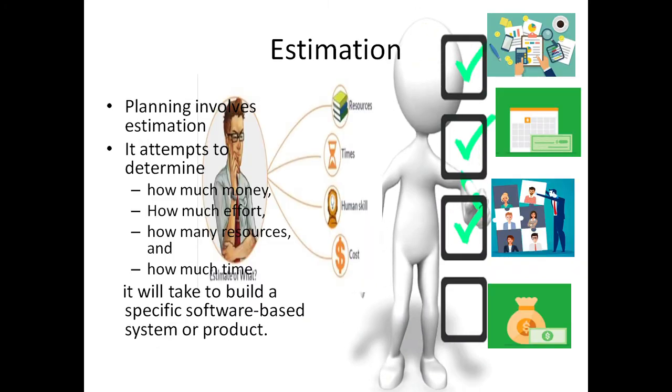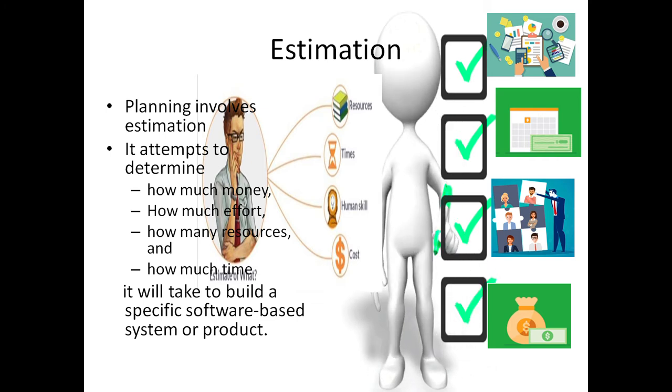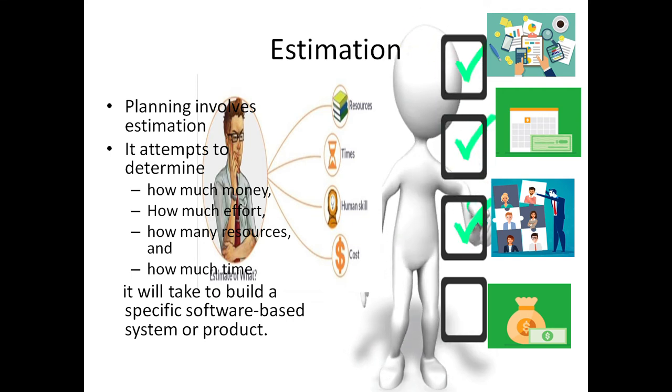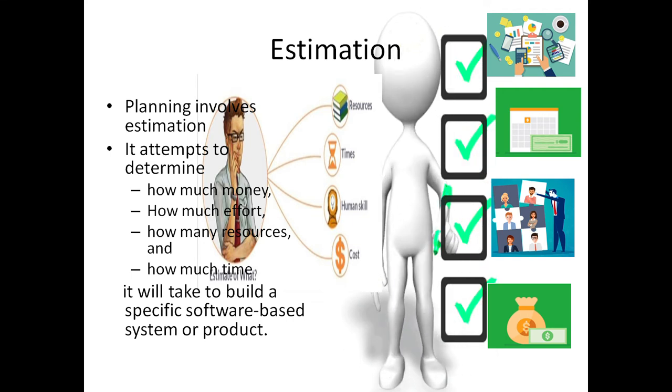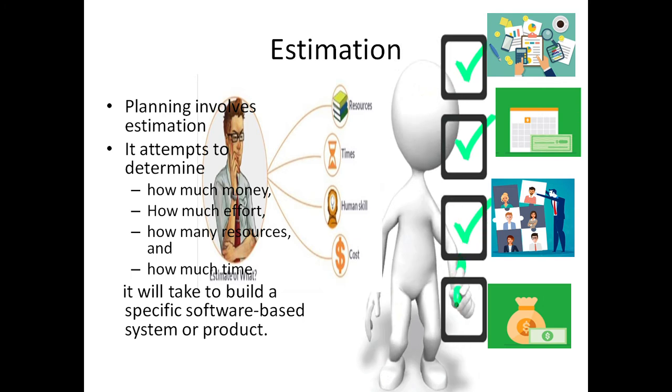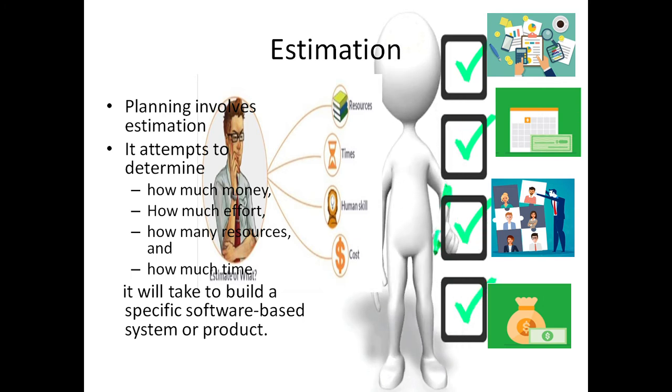Next is estimation. The project planning involves estimation. Estimation is an attempt to determine how much money, how much effort, how many resources, and how much time it will take to build a specific software-based system or product.